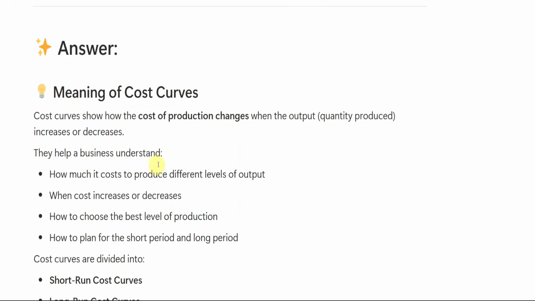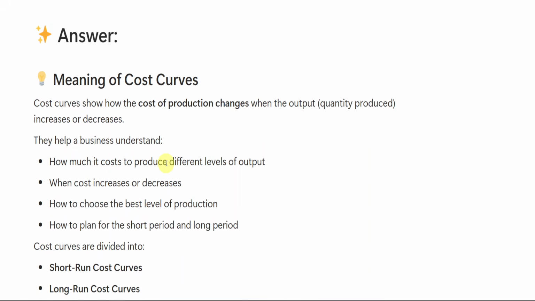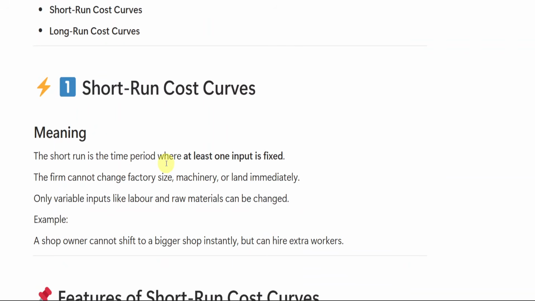So in the short run, some inputs are fixed. For example, you cannot suddenly change your factory building or big machines, right? It is not at all possible. They are fixed assets. A few things cannot be changed, but you can change labor and raw material. It means you cannot change your fixed inputs, but you can change your variable costs. Because of this, we get different types of cost curves, shown in two different forms. One is short run, one is long run.